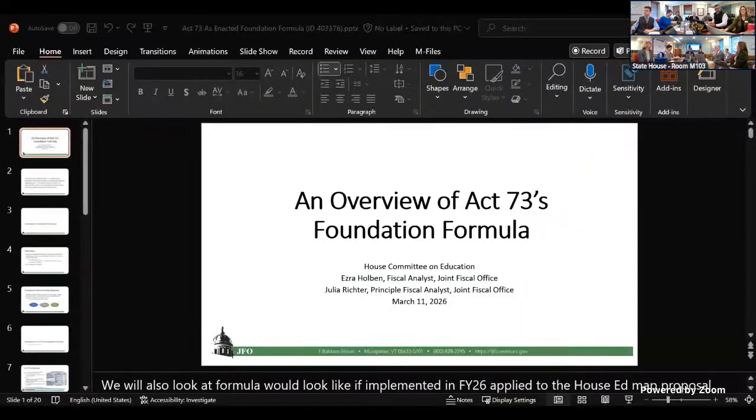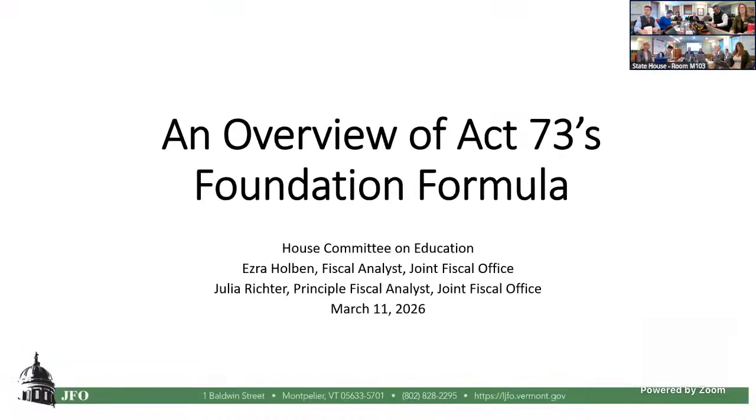While Ezra's pulling that up, we put together these slides to serve as a review. If it's too detailed, let us know. We can come back out of the weeds, or go deeper into the weeds where we're most comfortable. All right, so as Chair mentioned, we are going to do an overview of the Act 73 as-enacted foundation formula, and then move on towards the materials that were provided by us this morning.